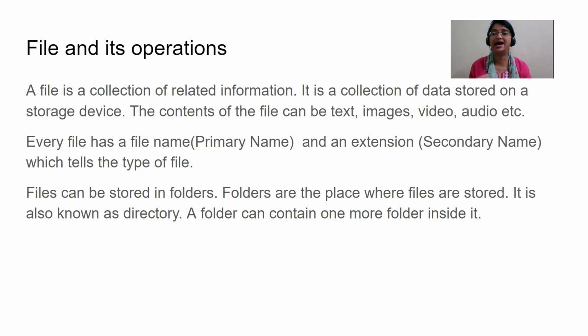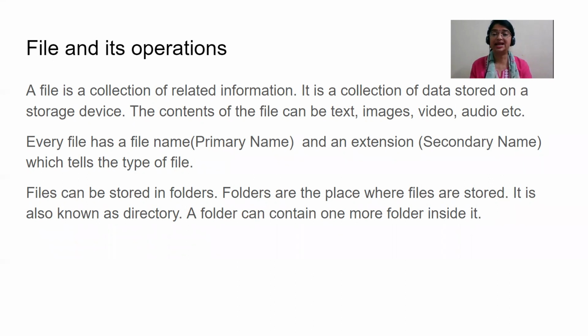As we all have names and we have surnames or titles, similarly, every file has got two names. One is a primary name and the other one is a secondary name. What is this primary name? The main name that we give to a file. By that name, we can associate what type of data we have stored in that particular file. That is called a primary name.